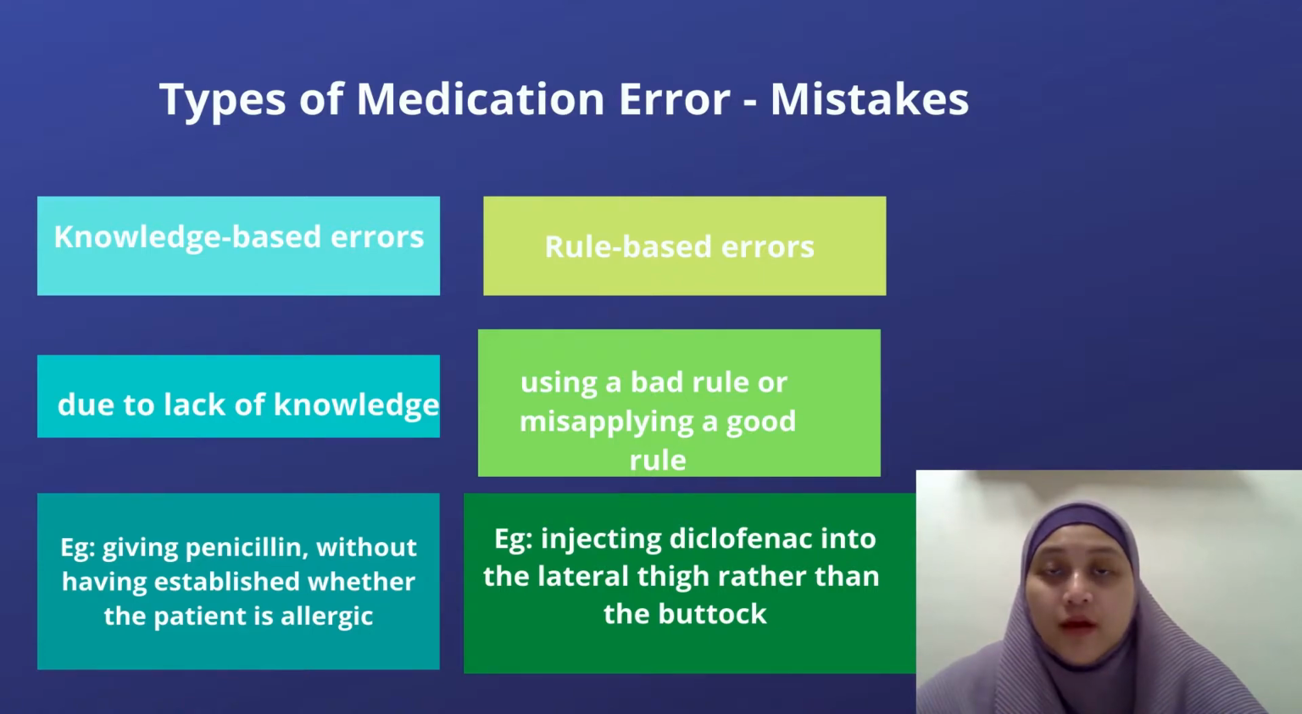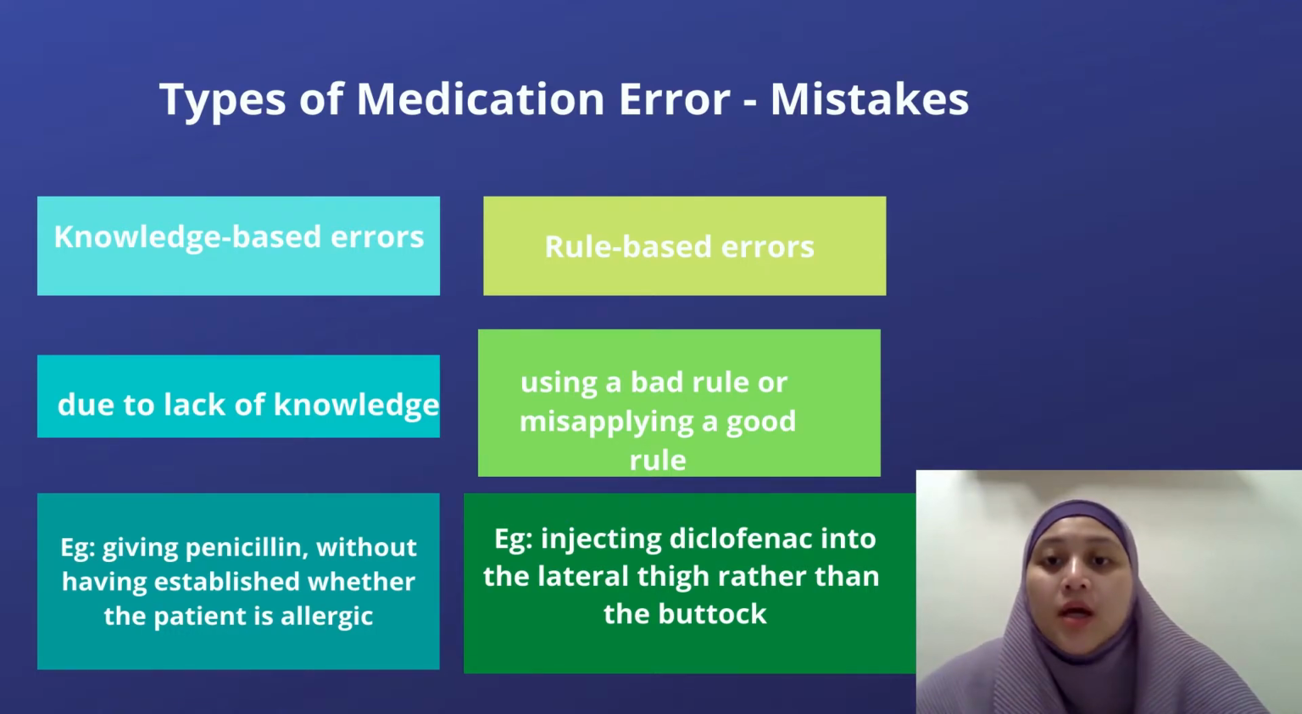Now, let's learn different types of errors. There are 4 types of errors. The first 2 are also known as mistakes. Let's take a closer look at what is the first type of error. The first type of error is known as knowledge-based error. For knowledge-based error, error occurs due to lack of knowledge. Example would be giving penicillin without having established whether the patient is allergic or not. This is considered as knowledge-based error.